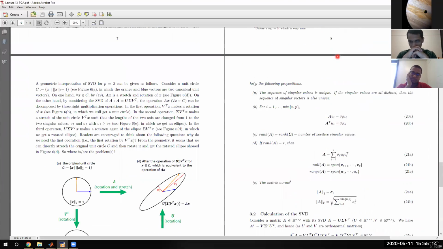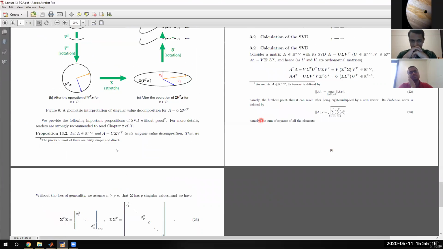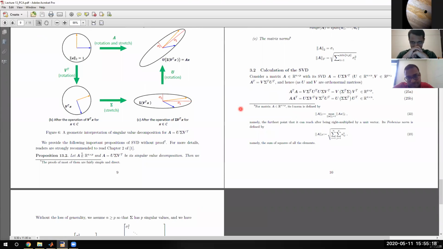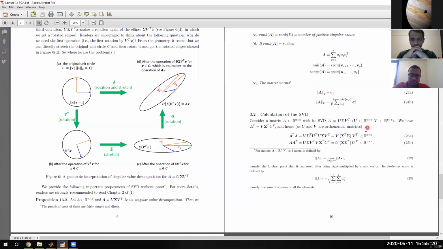So these are some very simple and important concepts of the singular value decomposition. Any questions here?